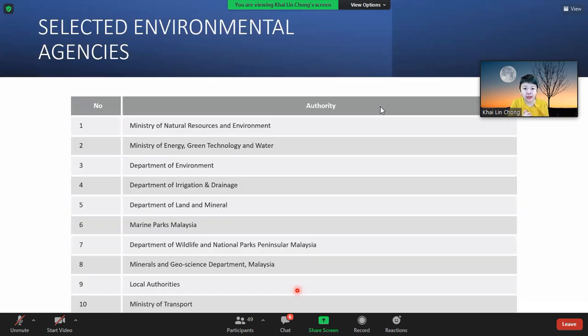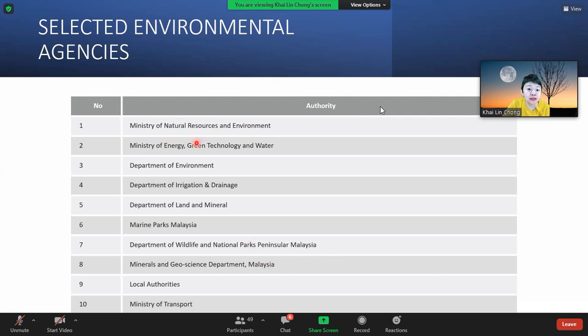Right? Okay. And then these are those agency yang berkaitan, yang terlibat dalam pembangunan EQA kita. Okay, kita ada Ministry of Natural Resources and Environment, NRE. Okay, and then kita ada Energy, Green Technologies and Waters, DOE, Jabatan Alam Sekitar. Department of Irrigations and Drainage, JPS, Jabatan Pengaliran dan Saliran. Department of Land and Mineral, Marine Park, Wildlife and National Parks, okay, Taman Negara, Mineral and Geoscience, JMG.